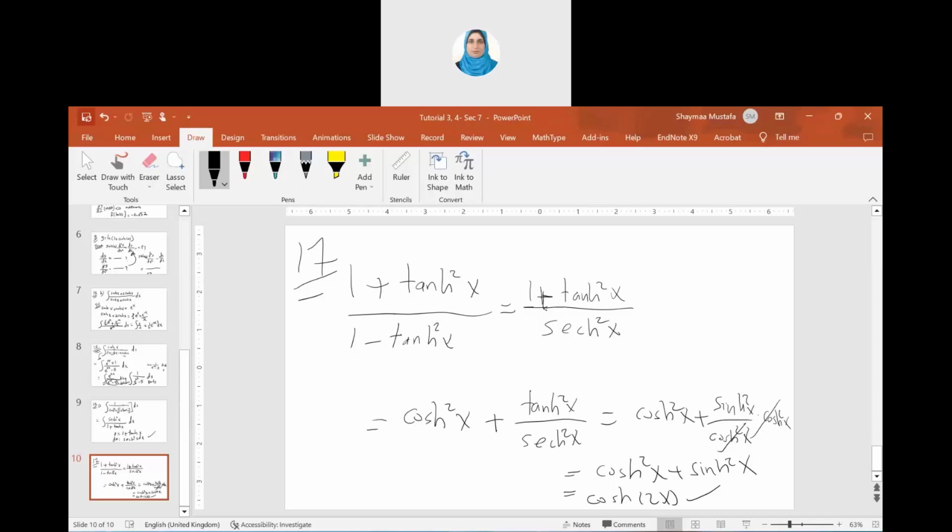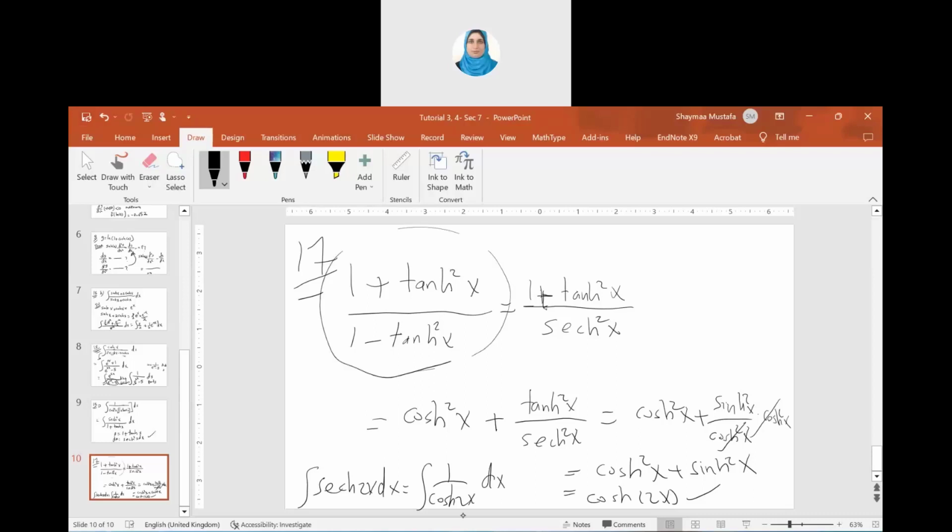And now use this one to calculate the integration. Because he asked you to use this one to evaluate the integral of sec 2x dx, and this one is 1 over cos 2x dx. Right? So cos 2x, now you can substitute it by this one. And then you can continue evaluating the integral.